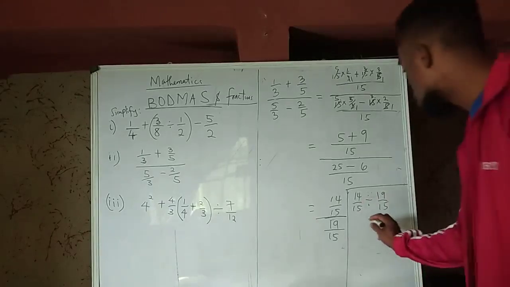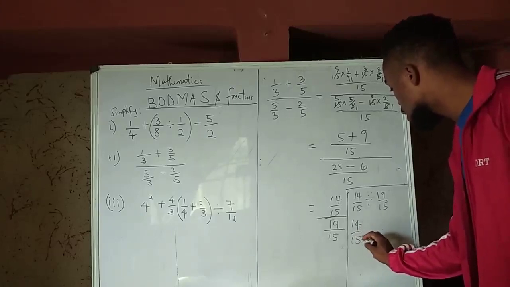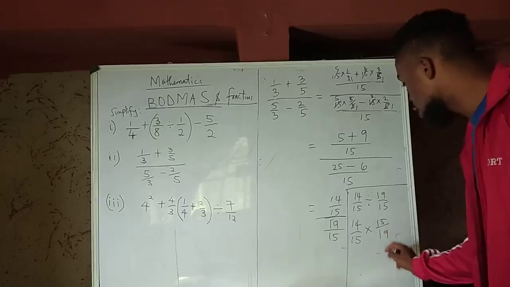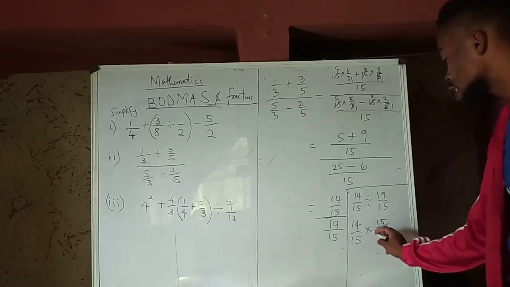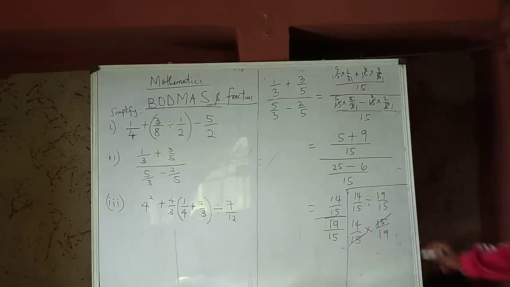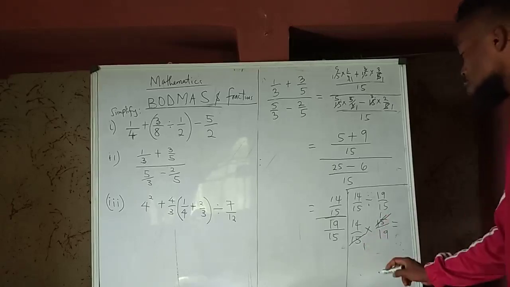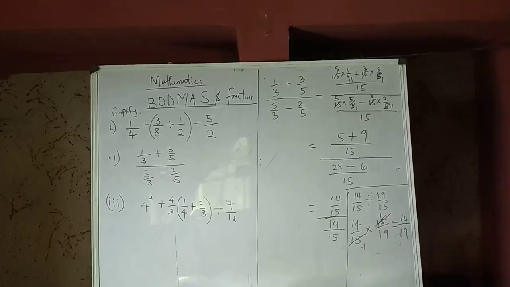So now to further continue, I'm going to have 14 over 15 times 15 over 19. You see this? But you see 15 and 15 here, and there's a multiplication sign. So this and this will cancel out. I'll be left with 15 to 15 is 1, 15 to 15 here is 1. 14 times 1 is 14. 1 times 19 is 19. You see that? So I'm left with 14 over 19.